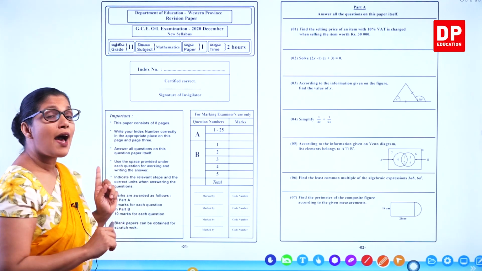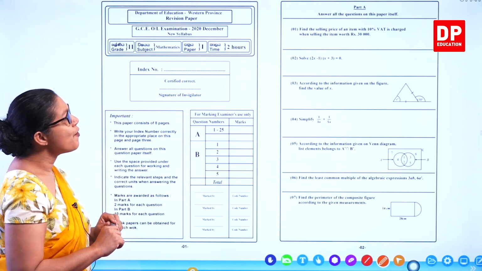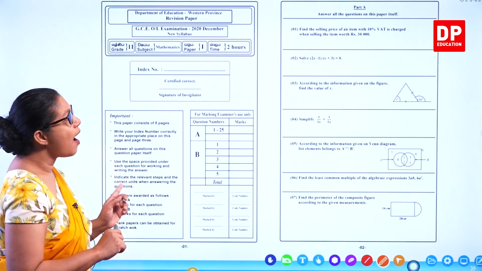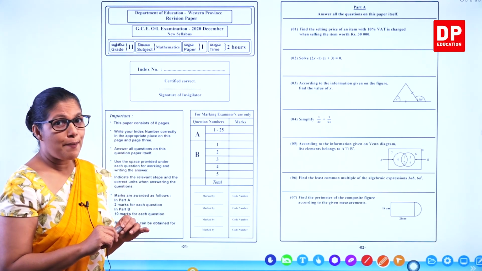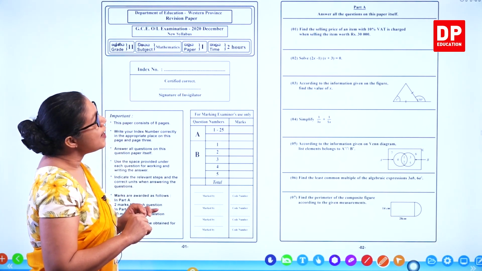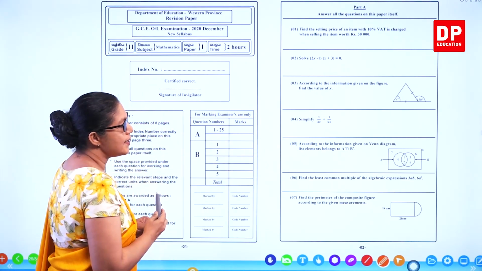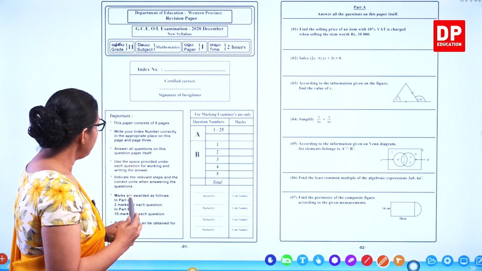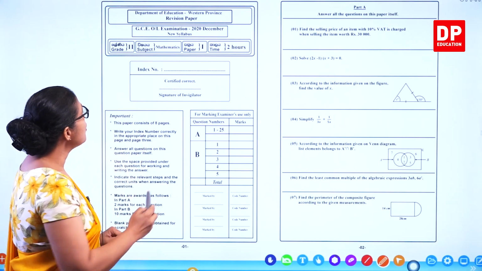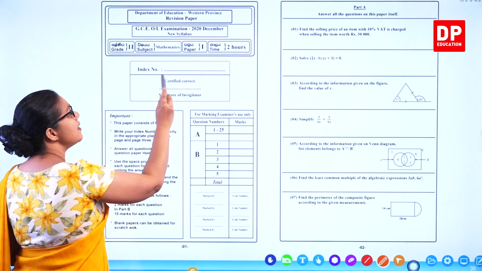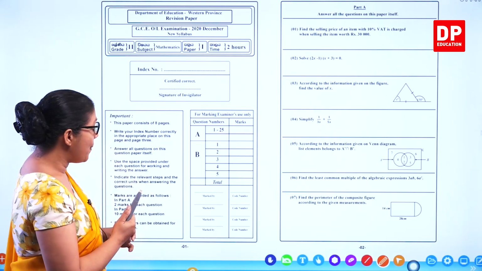What's the other important thing in this paper? Paper 1, spaces are provided. So you have to answer in the space given. You can't ask for rough papers. Make sure that you write all the answers in the space provided. And what are the other important things? Make sure that you write your index number here before you start the exam paper.